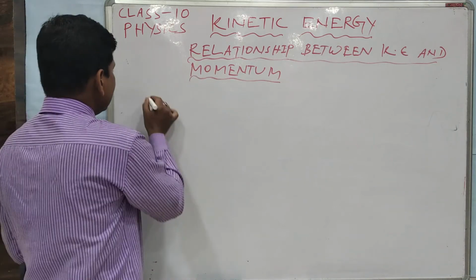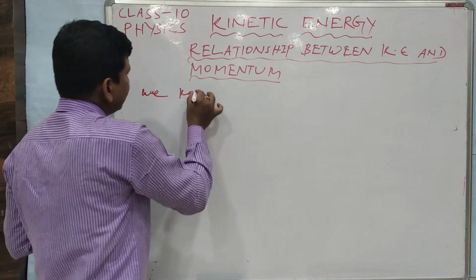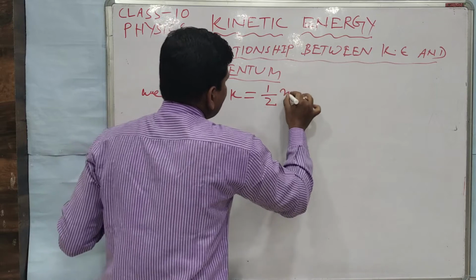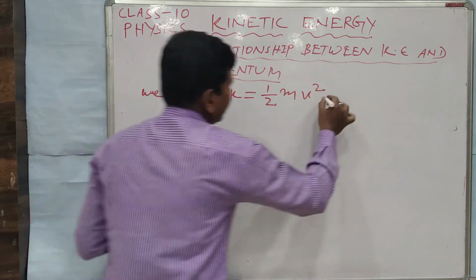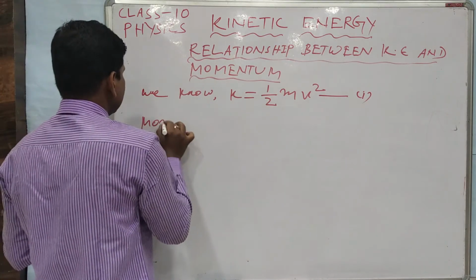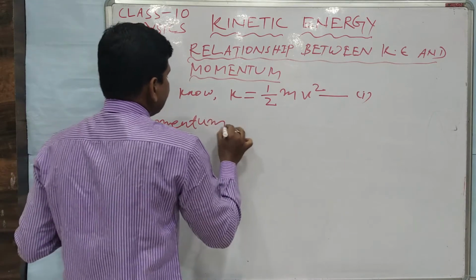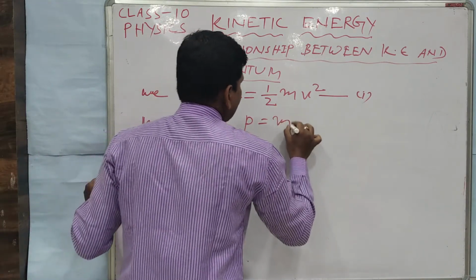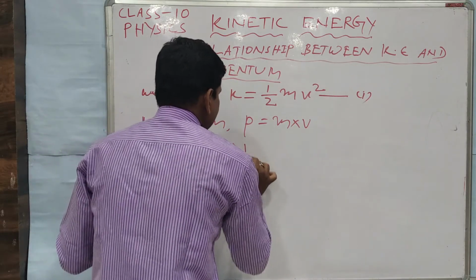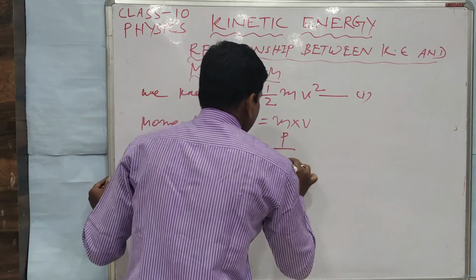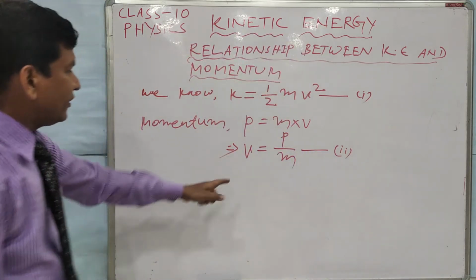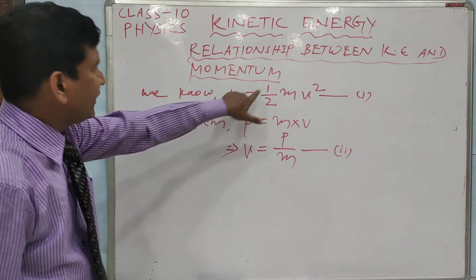Let's see this. We know kinetic energy K is equal to half m v square. That is your equation number 1. Now momentum p is equal to m into v. That implies from here we can find the value of v. So v is equal to p upon m. This is your equation number 2. Now substitute the value of v from equation number 2 in equation number 1.